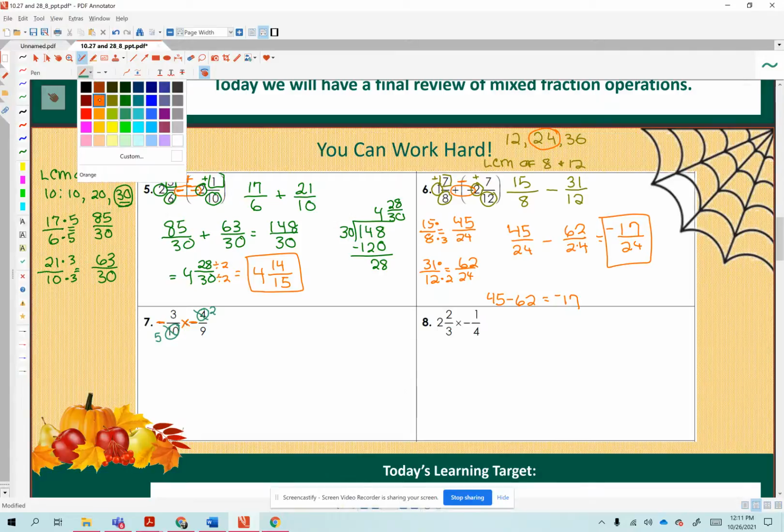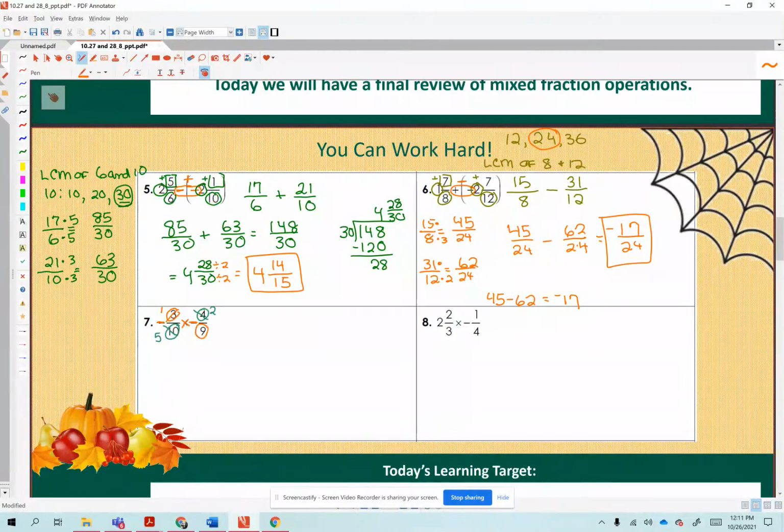And then let's look at the 3 and the 9, and 3 is a factor of 3 and 9. So I can divide 3 by 3 for 1, and divide 9 by 3, which is 3. Now I can rewrite this problem as 1/5 times, and I like to use the dot for times, 2/3.